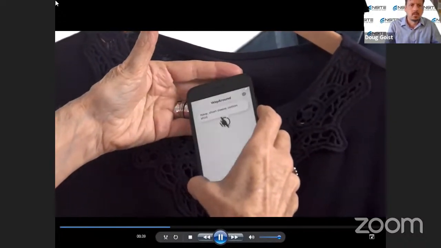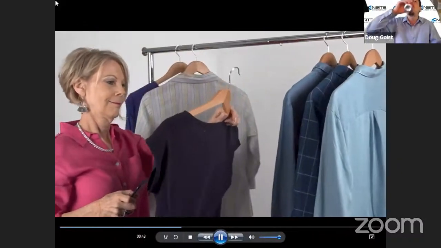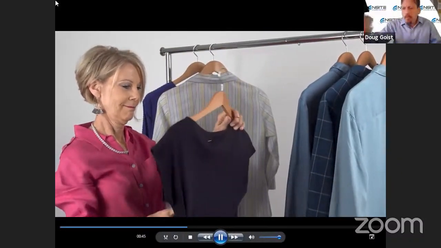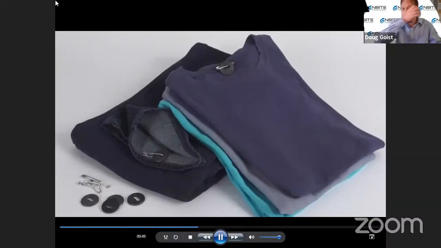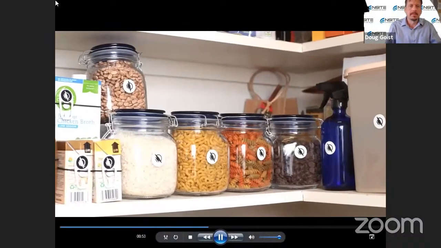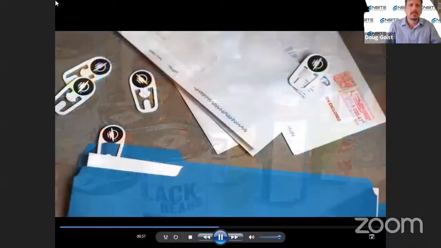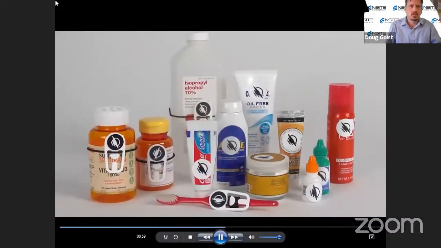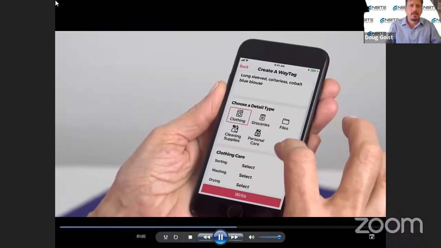Navy, short sleeve, cotton shirt. It's a simple way to get better, faster information about your anything and everything. Imagine the possibilities. Tag your clothes with a description plus laundering instructions. Tag your pantry items with expiration dates and nutrition information. Tag your files, your toiletries, or even the boxes in your attic using your smartphone.